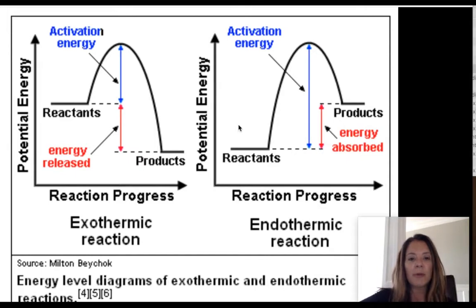Okay, so here's a summary of what a general energy level diagram would look like. Y-axis is potential energy, x-axis is the reaction pathway or the reaction progress. You would need to show the reactant line, the product line, as well as an activation energy. And if it is exothermic, the product line would be lower than the reactant line, so the potential energy of the products is less, whereas with an endothermic reaction, the reactants have lower potential energy compared to the products.